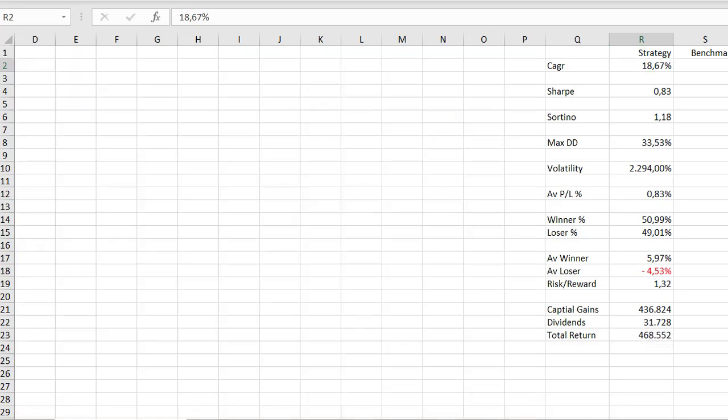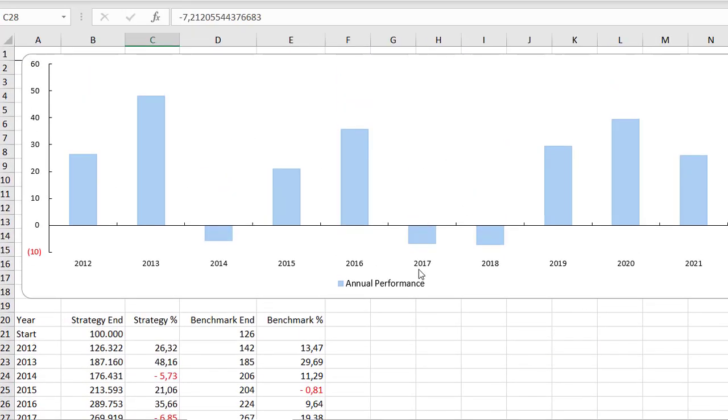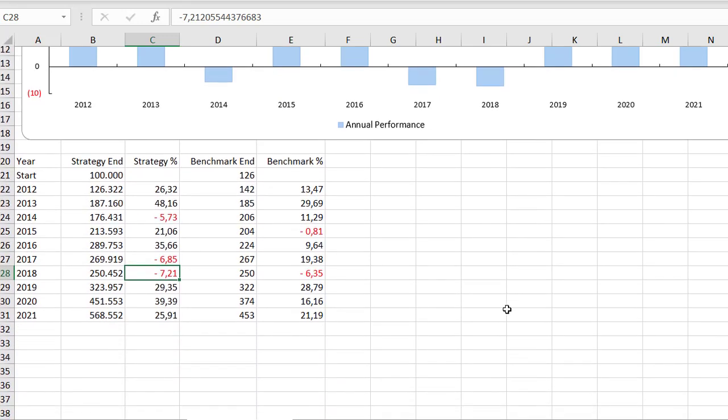Now, diving into the annual performance, you can see here that on a strategy like this, we actually have 3 losing years out of the 9, almost 10 years here. We are at the end of 21 now, of course. So almost 10 years. And we have 3 losing years from that. We can see it here.